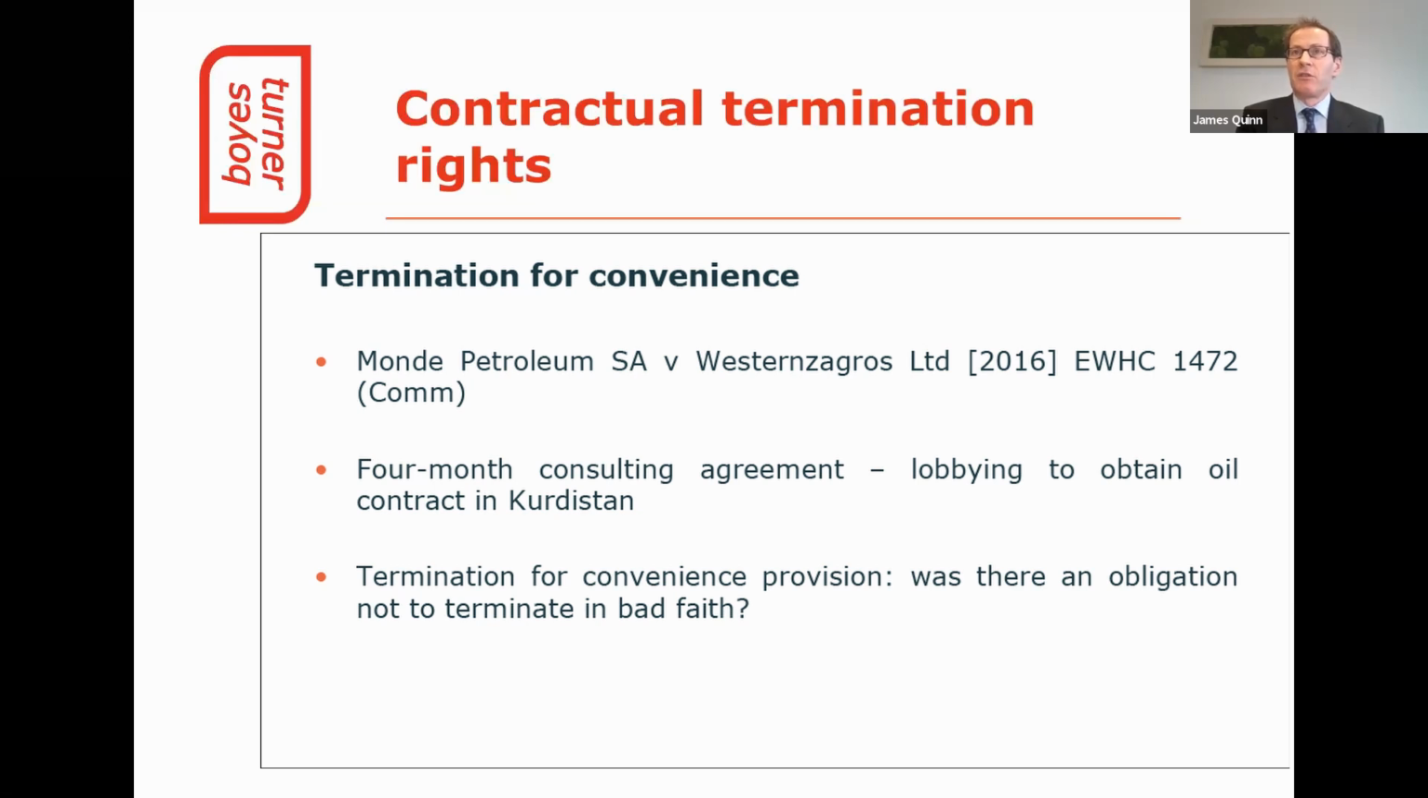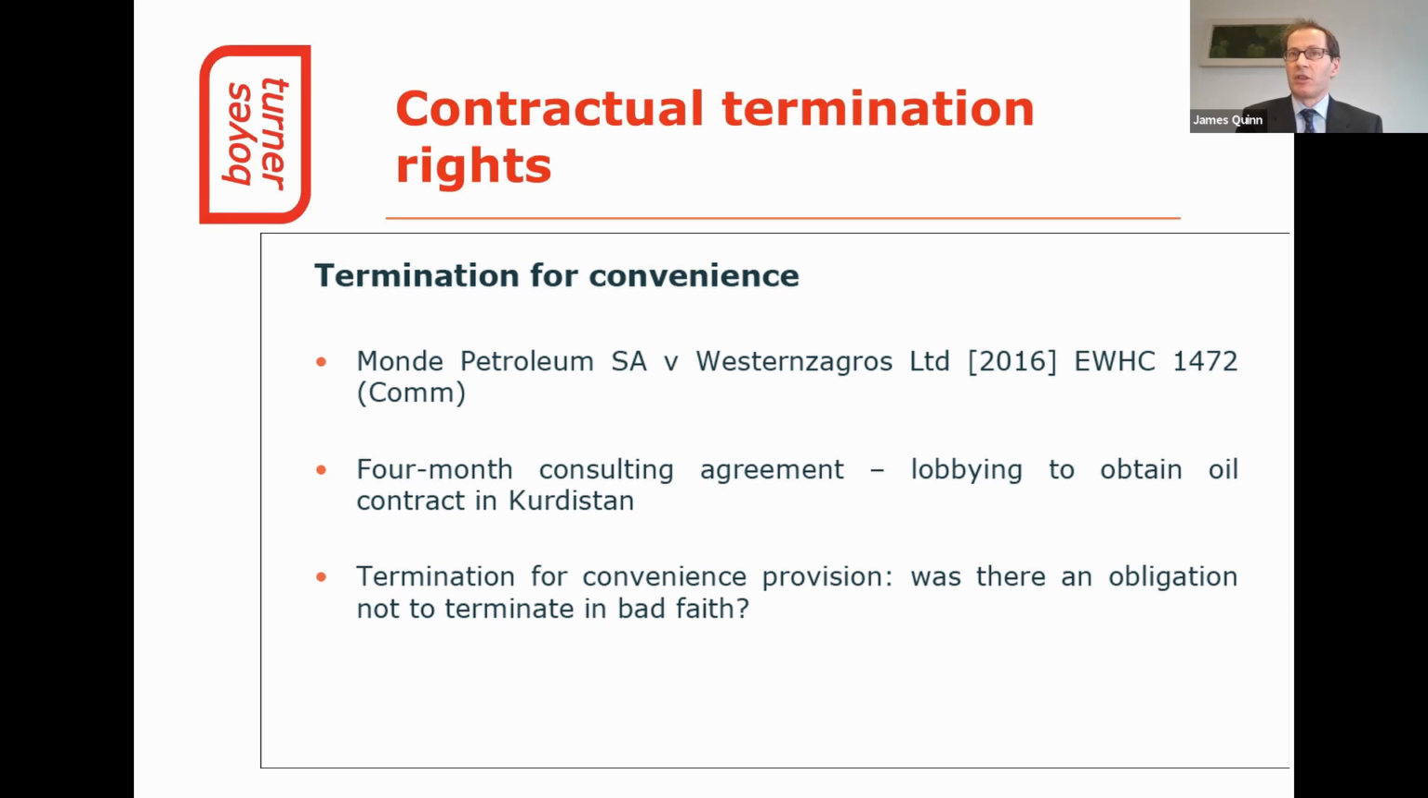Mond Petroleum was to receive a fee equal to 3% of the interest in the contracts, ultimately secured by Western Zagros. The contract contained termination provisions, and shortly after securing an oil contract with the Kurdistan government, Western Zagros terminated the contract with Mond Petroleum. The parties concluded a termination agreement under which Western Zagros was to pay $700,000 to Mond Petroleum.